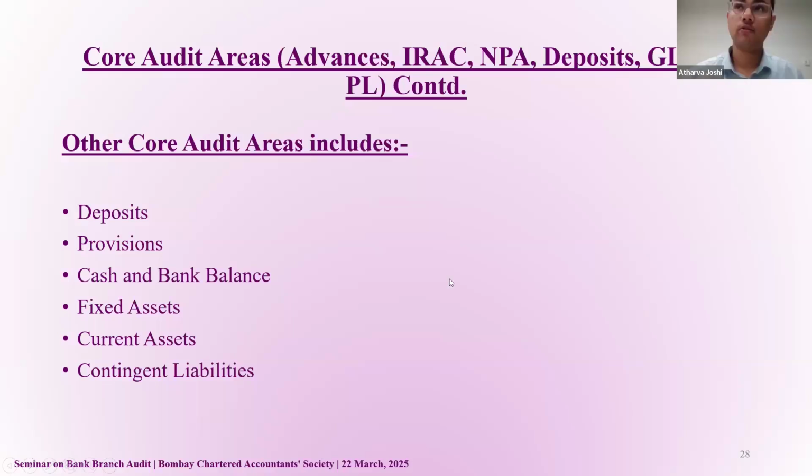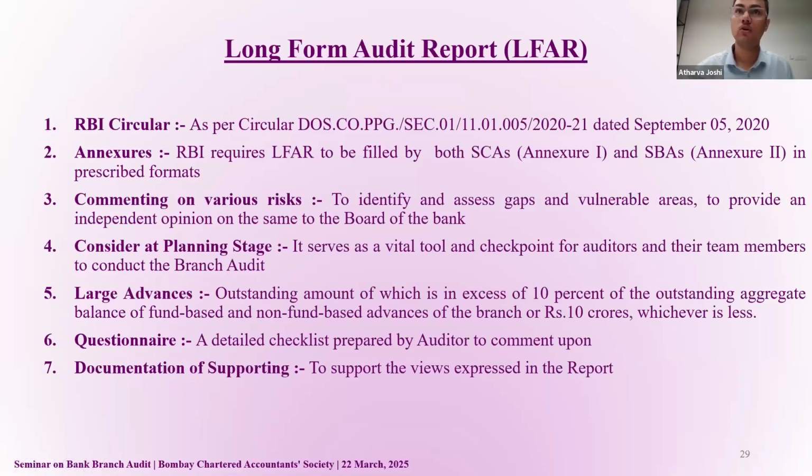Moving towards the next portion of our presentation, the long form audit report. RBI has issued a circular applicable for the long form audit report dated September 5, 2020, which all the auditors, be it a statutory central auditor or a statutory branch auditor, are compulsorily required to follow. This circular covers the areas in two formats, Annexure 1 and Annexure 2, in which Annexure 1 is to be complied with by the statutory central auditor of the bank, whereas as a statutory branch auditor, we are required to focus on Annexure number 2.